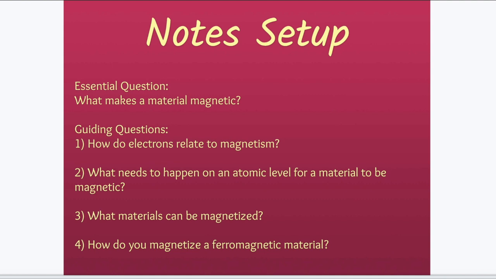Our four guiding questions are, how do electrons relate to magnetism? What needs to happen on an atomic level for a material to be magnetic? What materials can be magnetized, and how do you magnetize a ferromagnetic material? Go ahead and pause the video, set up your notes, and then we will continue.